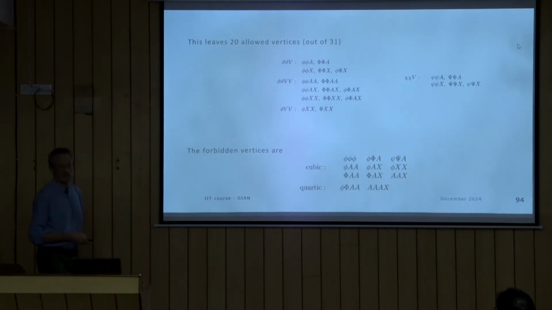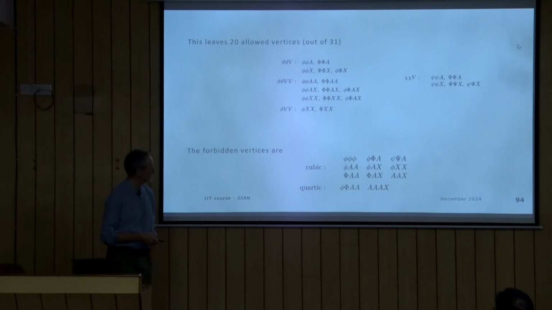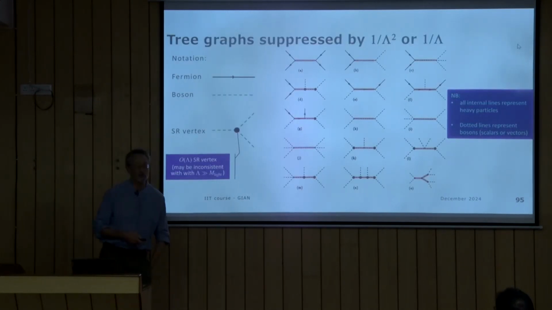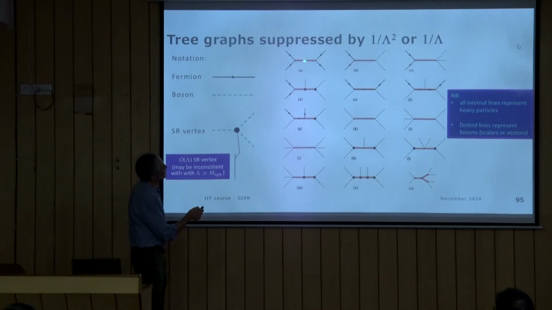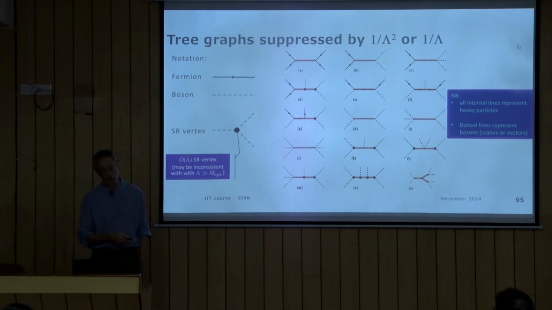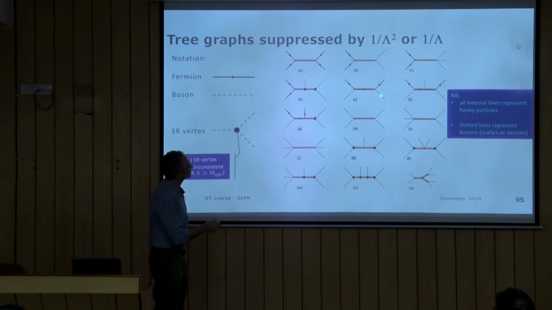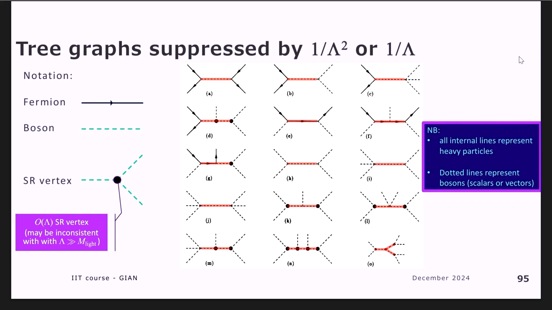So what do I do with this? I found the vertices that are allowed and the vertices that are not allowed. And with it, I can construct painstakingly all possible graphs that have propagators that are heavy, here denoted by a heavy line, and they may be either bosonic, indicated by a dotted line, and that implies also gauge bosons, not only scalars, or fermionic, indicated by a continuous line with an arrow here. All the external guys are light.